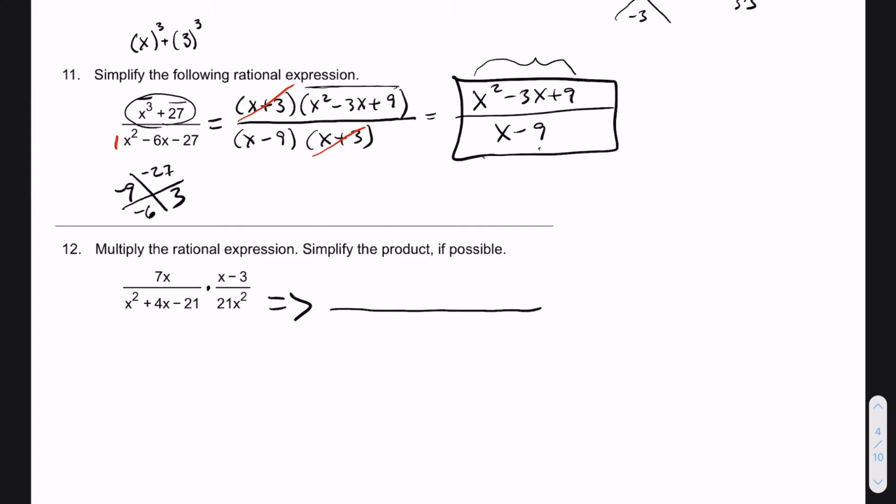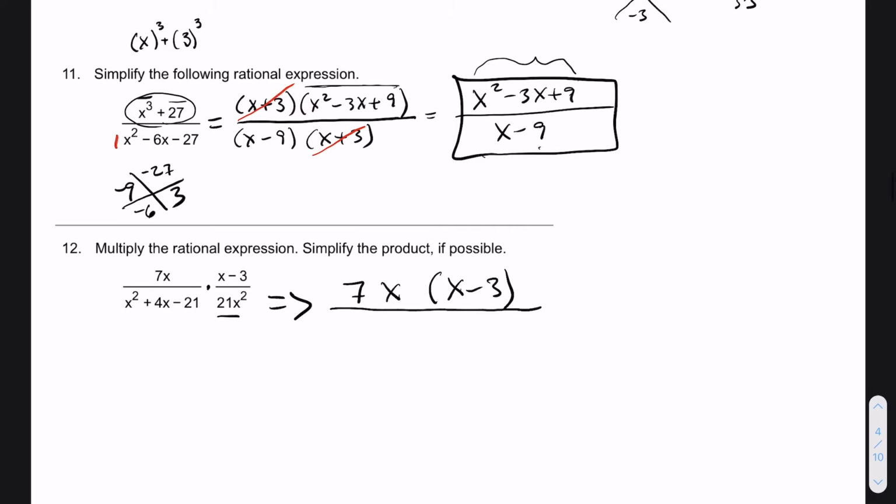And up top now we just have 7 times x times the quantity x minus 3. Don't distribute it, because then they're all going to be terms and you can't reduce them. Let's take a look at this. Now this is a monomial, so I'm going to put that at the beginning, 21x squared. These are being multiplied, so they are considered factors. Next of all, we need to factor that.